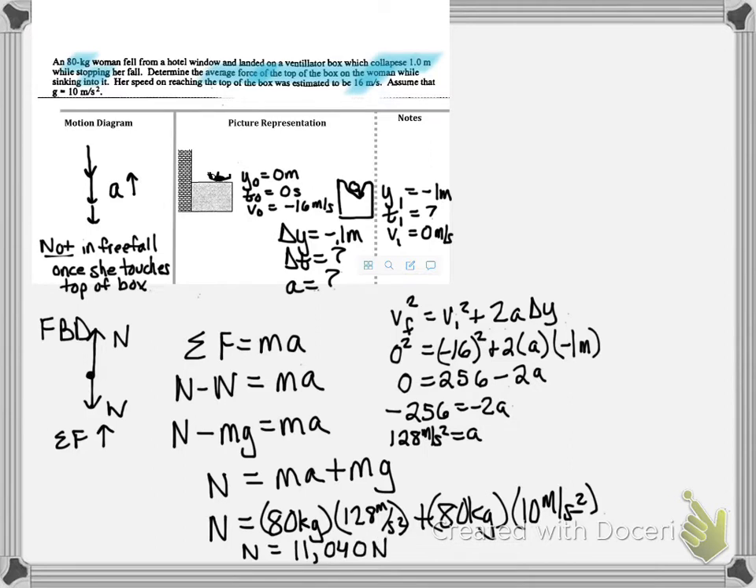In order for her to accelerate with that acceleration, the normal force on her would have to be 11,040 newtons. That normal force is greater than her weight. This is an 80 kilogram woman, so her weight is 800 newtons. The normal force that I solved for is greater than her weight. Therefore, that matches with my free body diagram. You have to do those checks and make sure that everything is telling the same story.